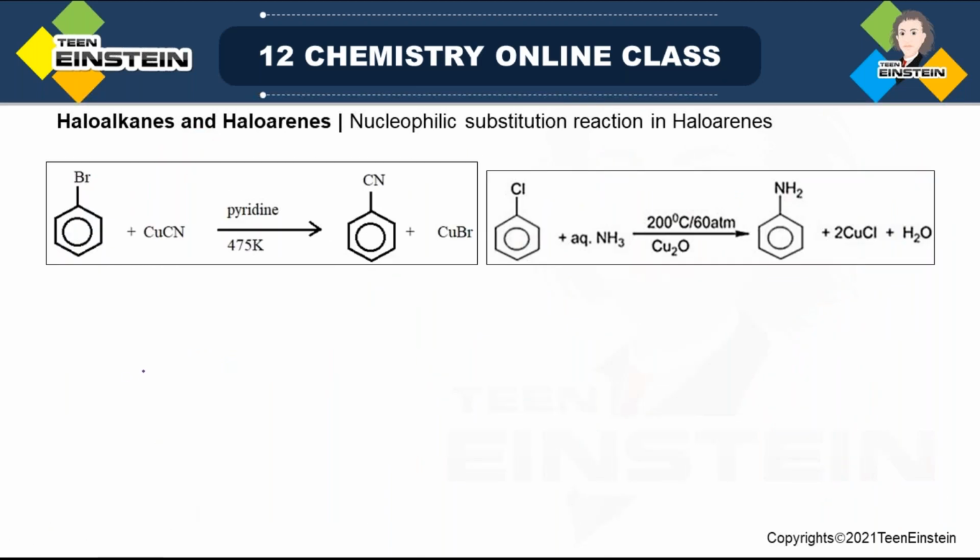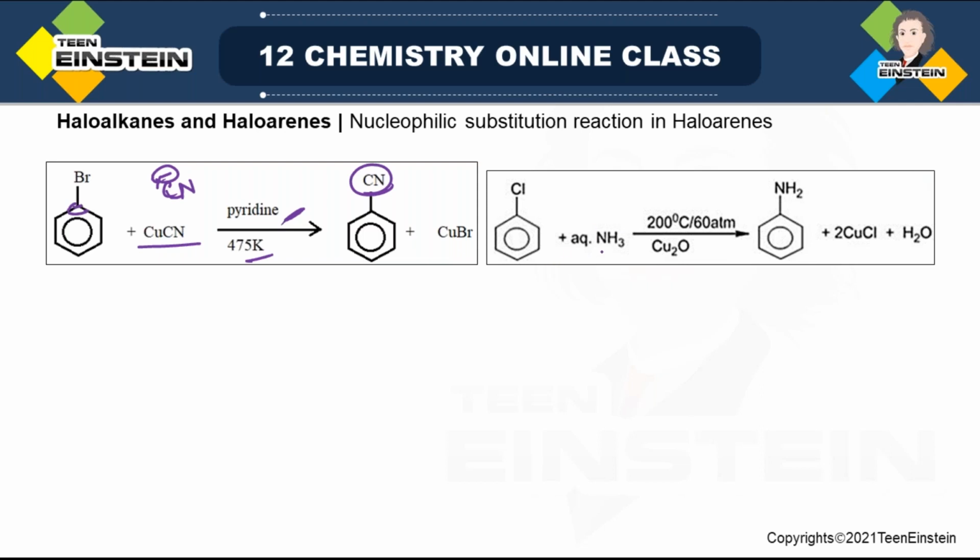Some more examples. Bromobenzene in presence of CuCN. Here the attacking nucleophile is cyano. We have taken pyridine as solvent. Temperature again is high, 475 Kelvin. So CN minus will attack this carbon and Br is replaced by CN and there is formation of CuBr.